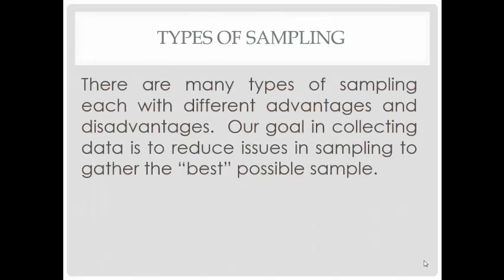We'll take a look at the different types of sampling methods in this particular video. So there are many different types of sampling. We saw in class, we did the different ways to collect data about that set of jelly blubbers. So our goal in collecting data is to reduce the issues in sampling and to try to get the best possible sample. So there's a lot of different ways we could do that, some with more advantages than others.